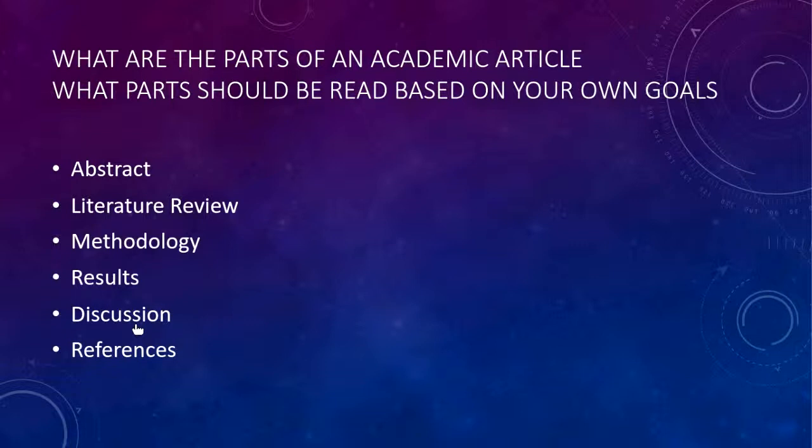So that leads us to what parts should you read based on your own goals. So obviously, this is based on what you're doing. But say, for example, you're trying to get an understanding of the field, understanding what's written about a topic. Say you're going to pick a topic like video games, and you want to look at violence in video games. So you want to get a better understanding of what research has been done on violence in video games.